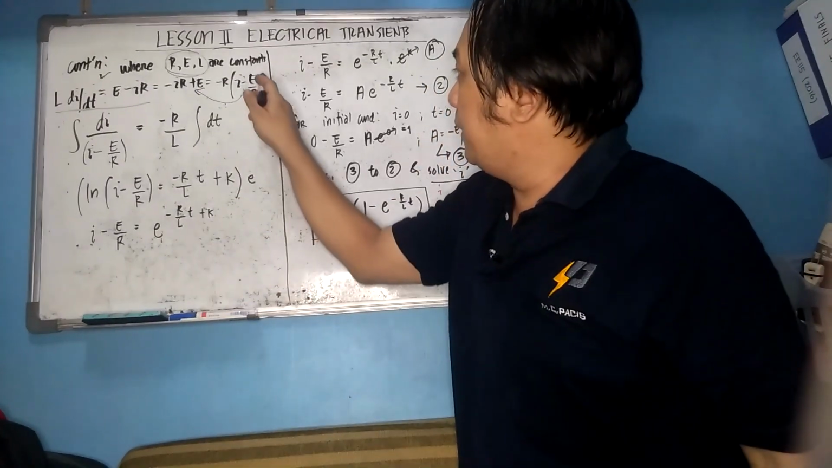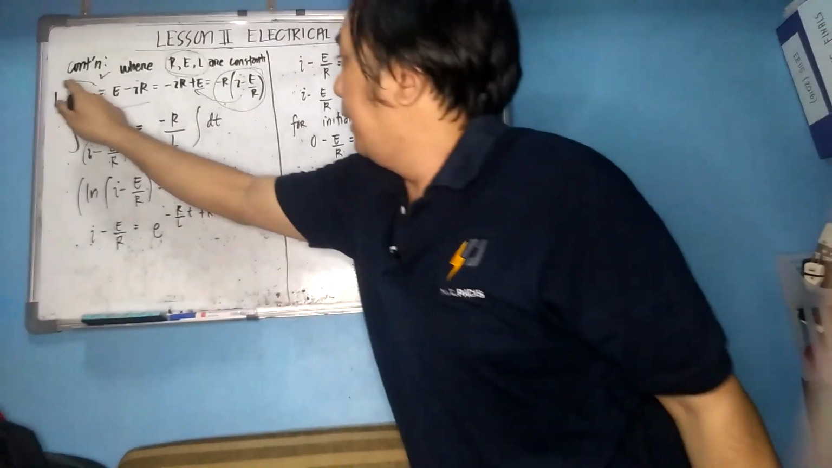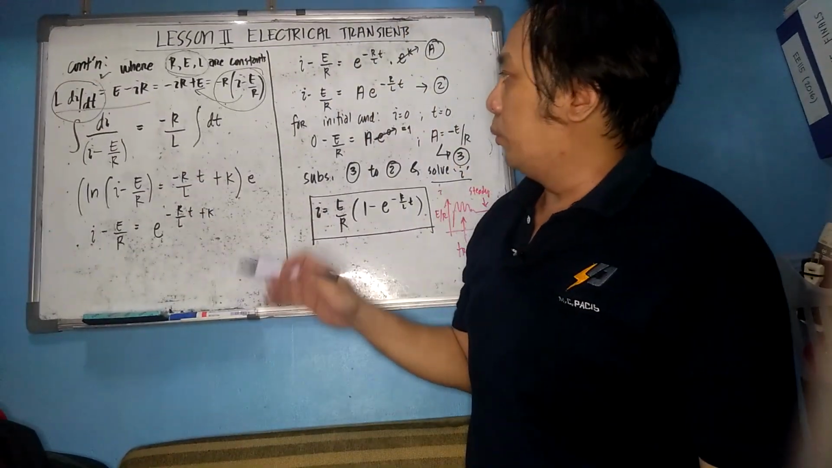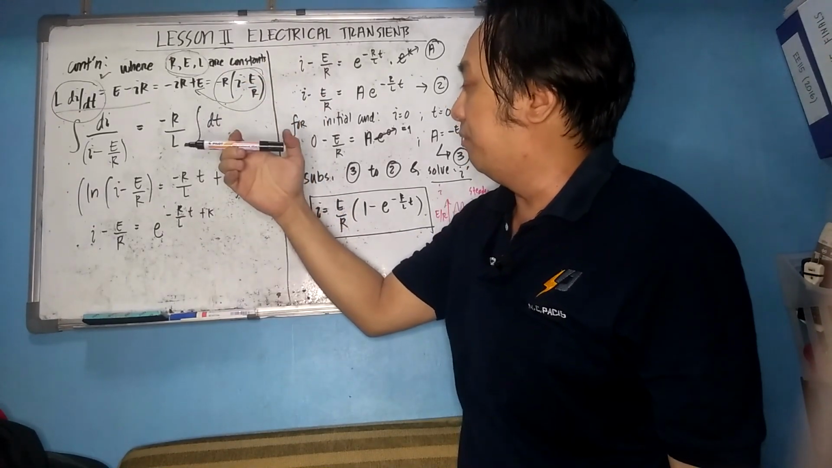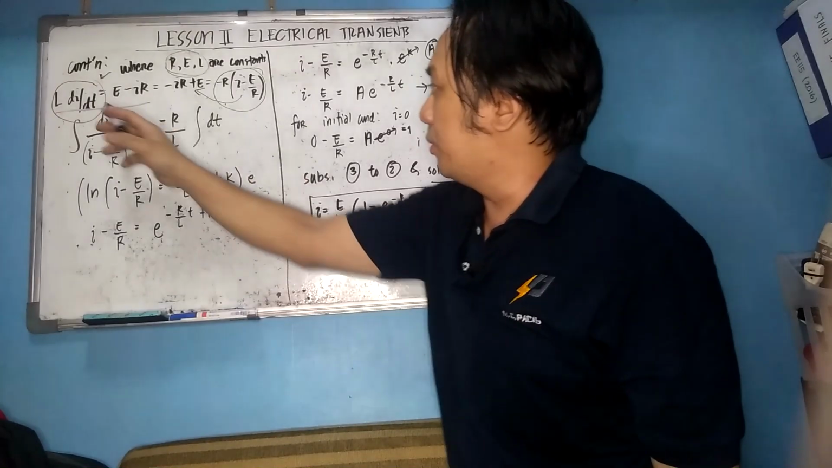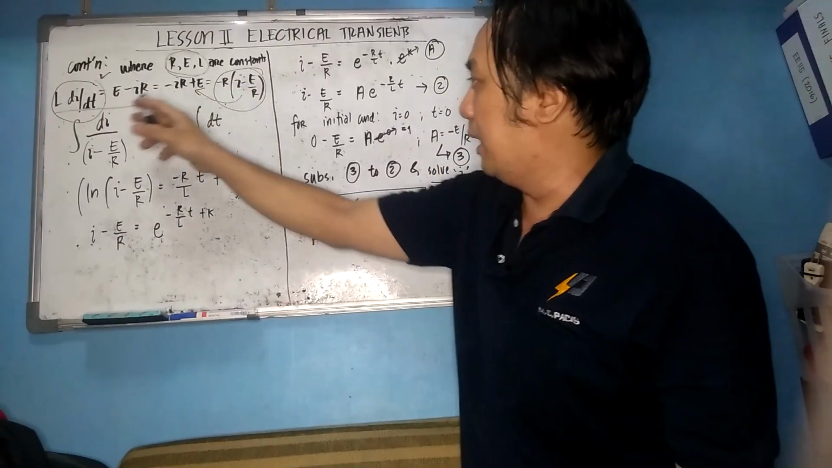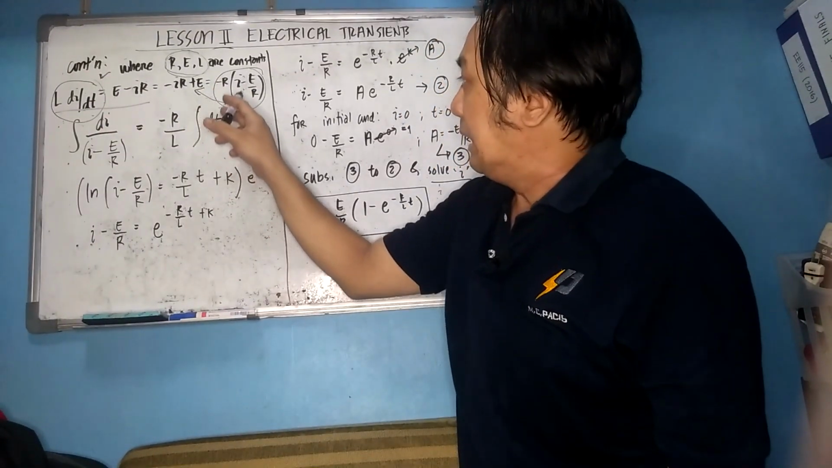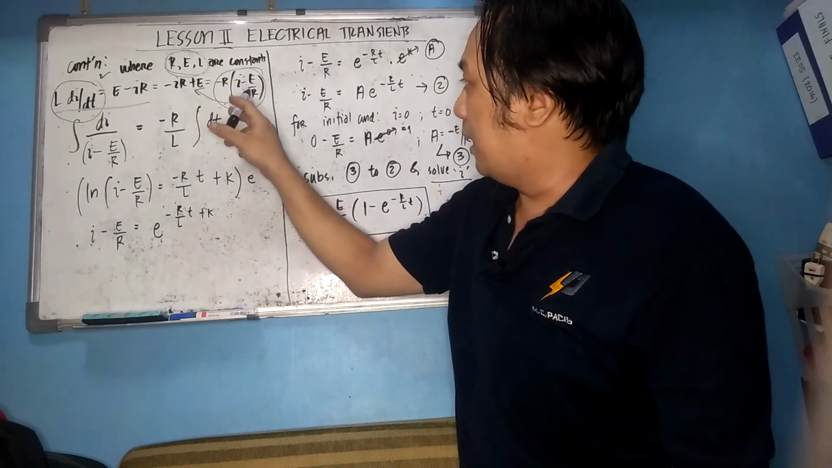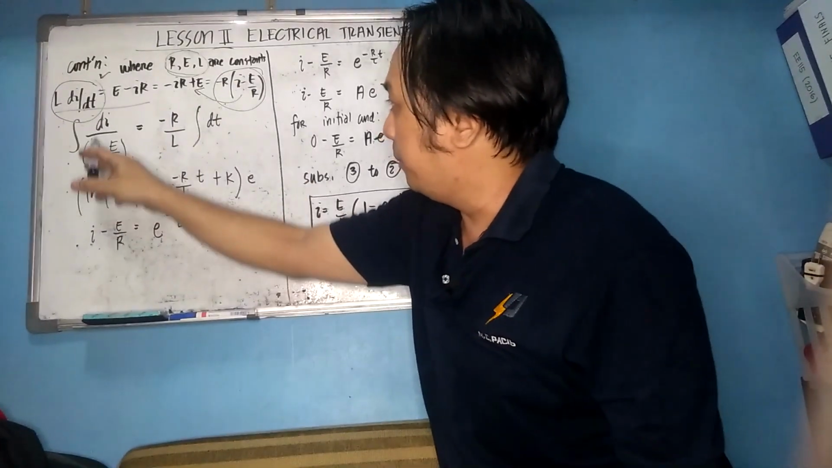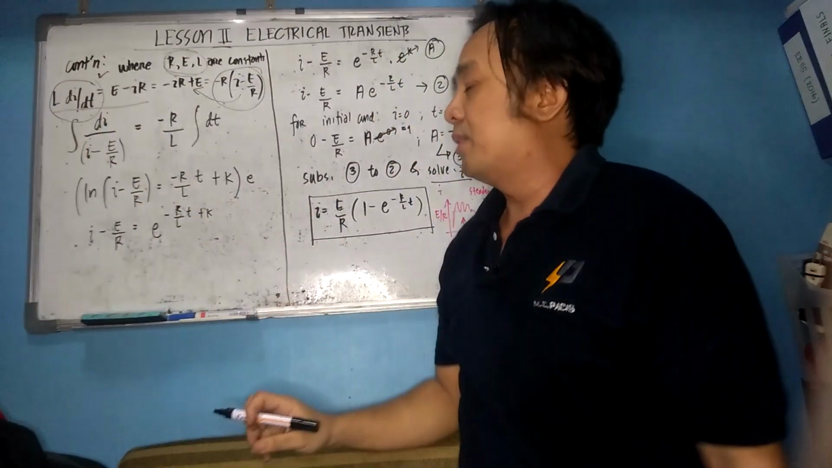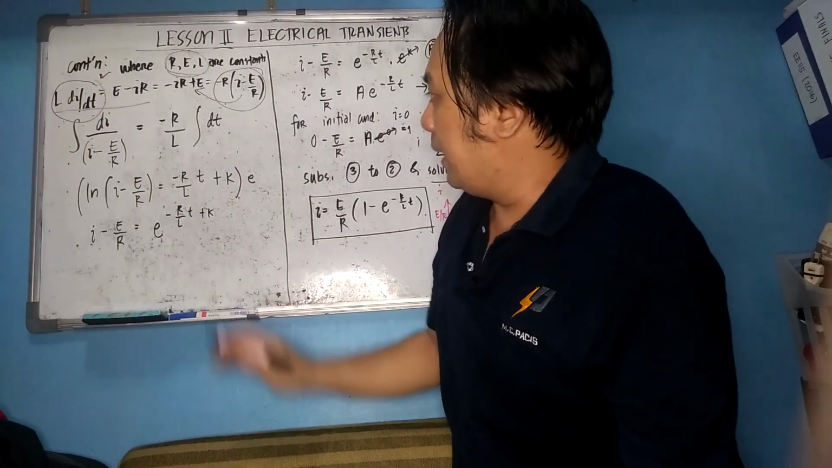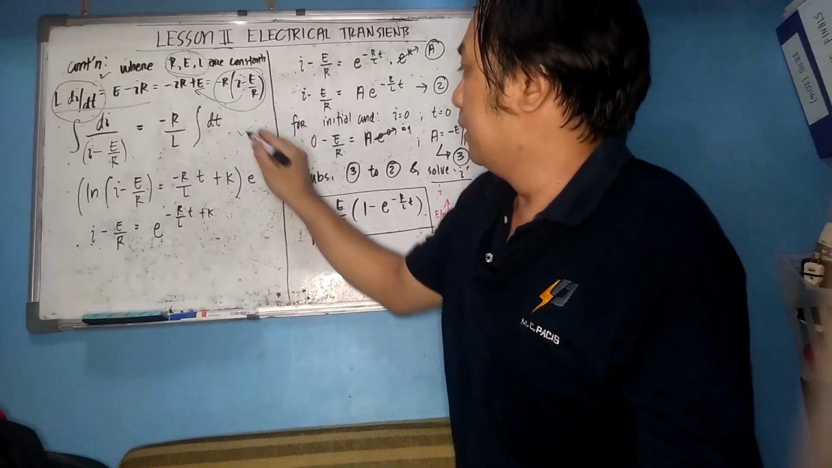Okay, now since we already have this one and the L di dt, we can have the differential in terms of current, and the constant in terms of time. So time will come to the right side of the equation, and this I minus E all over R at the denominator of di, and then integrate both sides. So if we do that, we have this equation here.